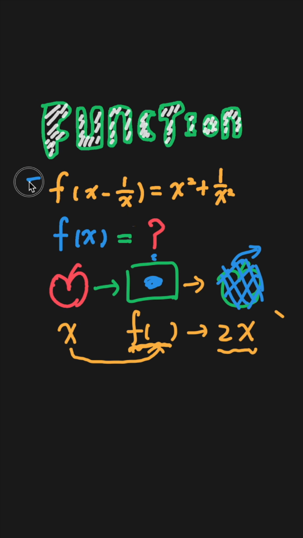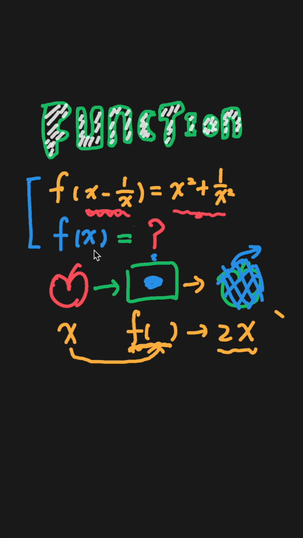Looking into the problem over here. So we have the function f with input x minus 1 over x, which gives you the product of x squared plus 1 over x squared. And the question asks you to find f(x). So basically, we have to consider this whole thing, x minus 1 over x, as an apple. And we don't see an apple over here. So we don't know how this apple is manipulated in the machine. We have to reconstruct this thing inside over here.